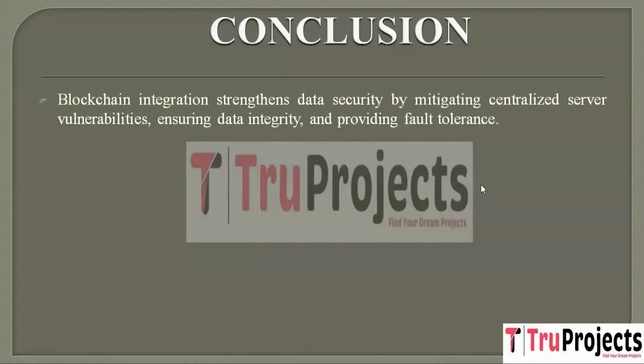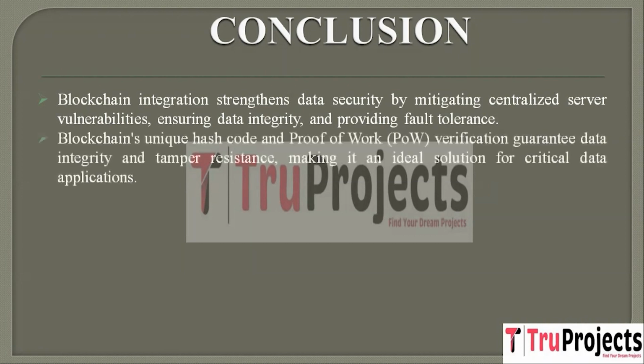So the conclusion here is the integration of blockchain technology strengthens data security by addressing centralized server vulnerabilities, safeguarding data integrity and offering fault tolerance. Blockchain's unique hash code and proof of work verification provide robust guarantees of data integrity and resistance to tampering. This makes it an optimal choice for safeguarding critical data in various applications.